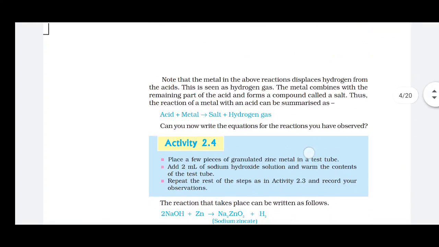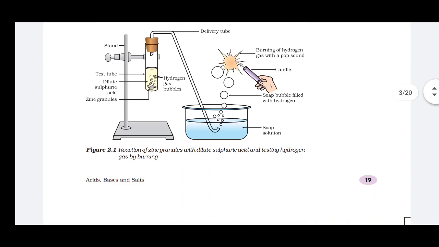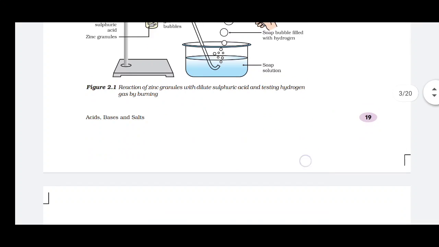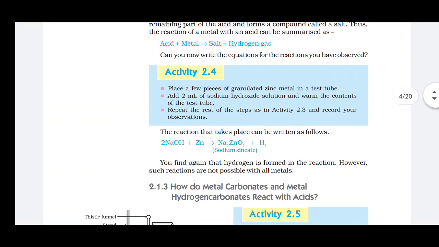Now what will be the reaction that is taking place over here? Dilute acid, that is HCl, plus Zn, will give ZnCl2 plus H2. That is the reaction that is taking place over here.